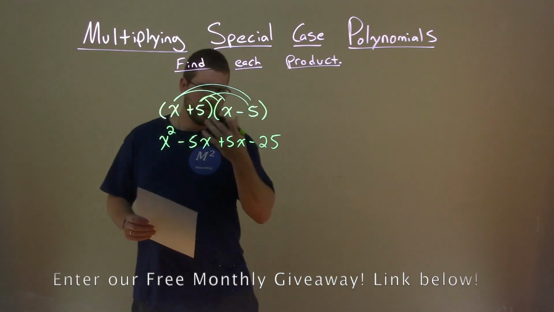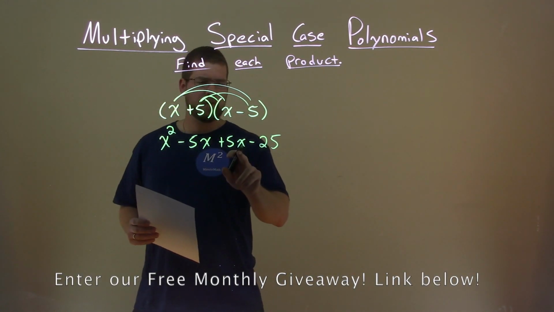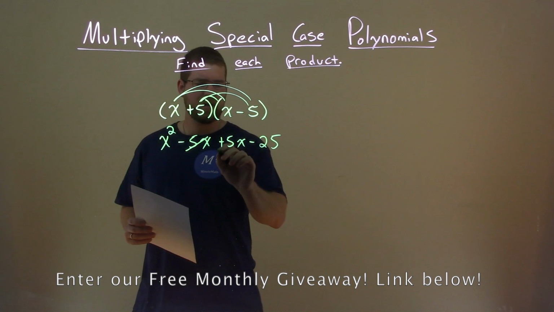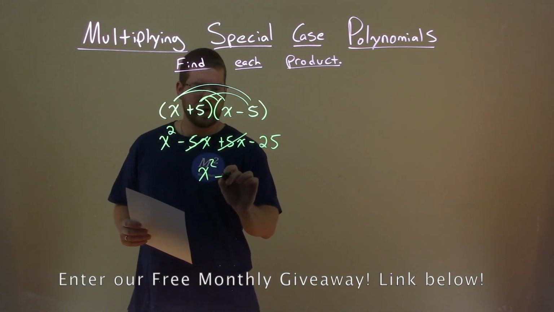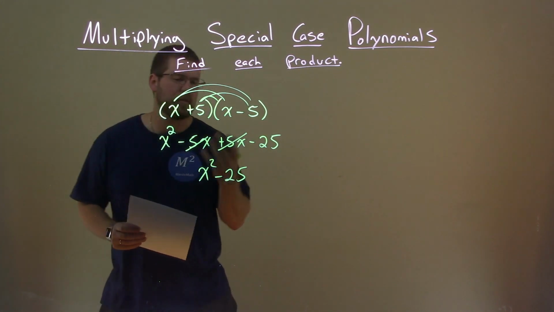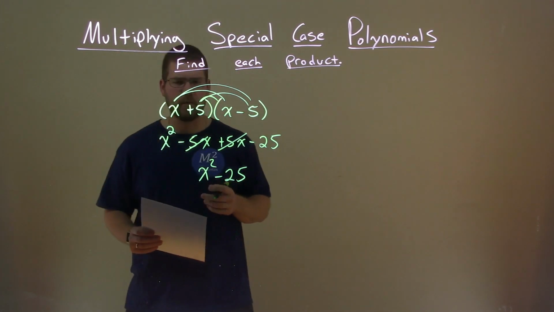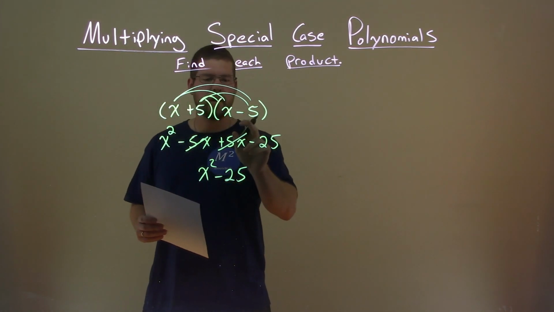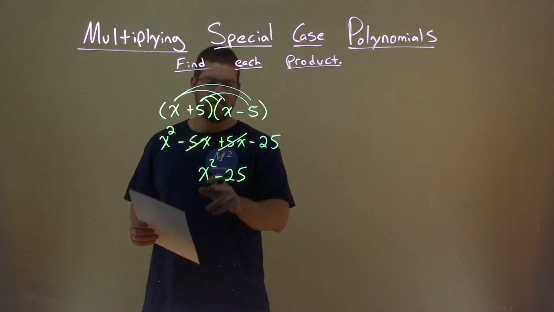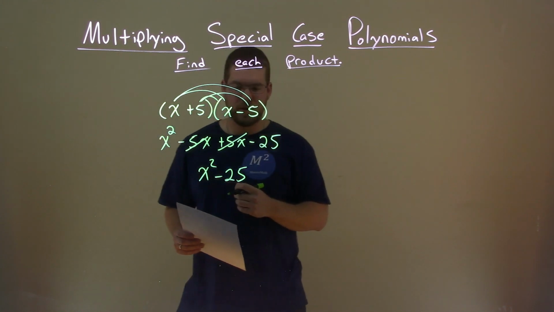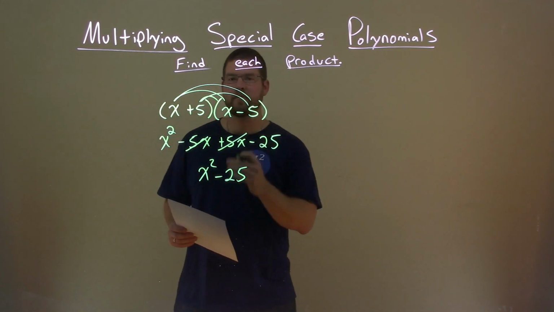Well, from there, we see negative 5x plus 5x. They cancel each other out. So we're left with x squared minus 25. Hence, this is why this is a special case polynomial. We have x plus 5 and x minus 5. When that happens, the insides will cancel out, leaving us with our final answer of x squared minus 25.